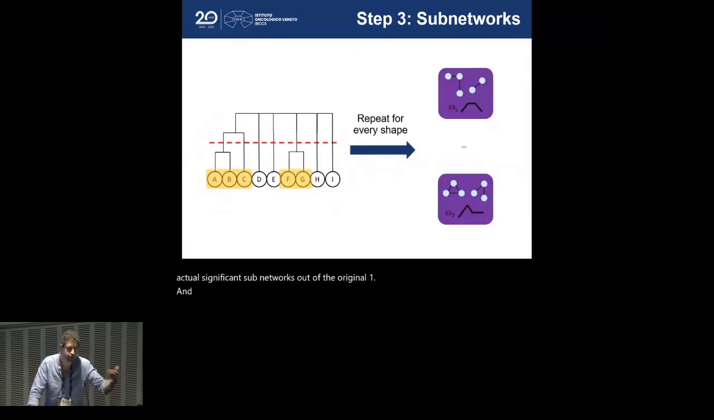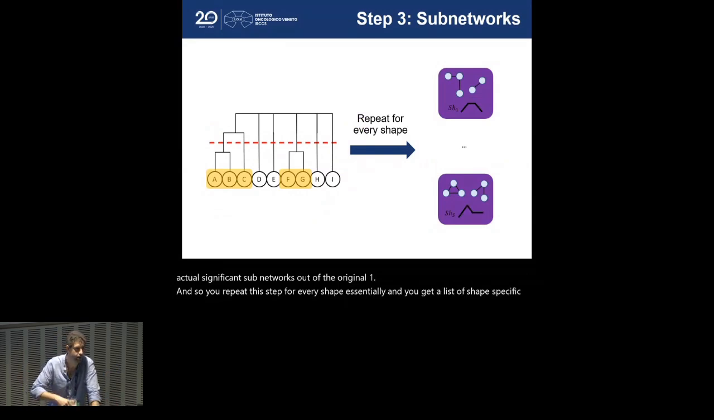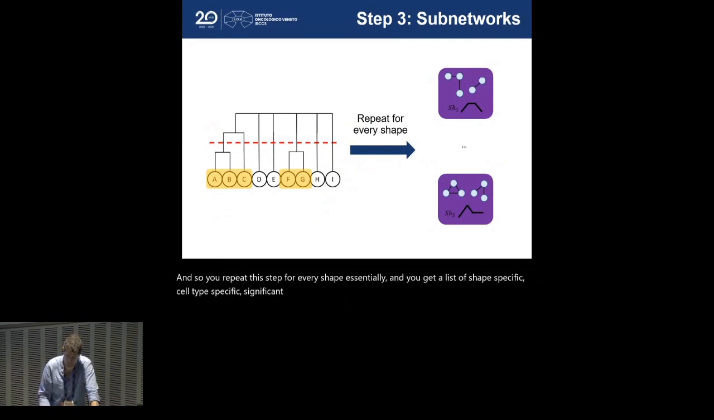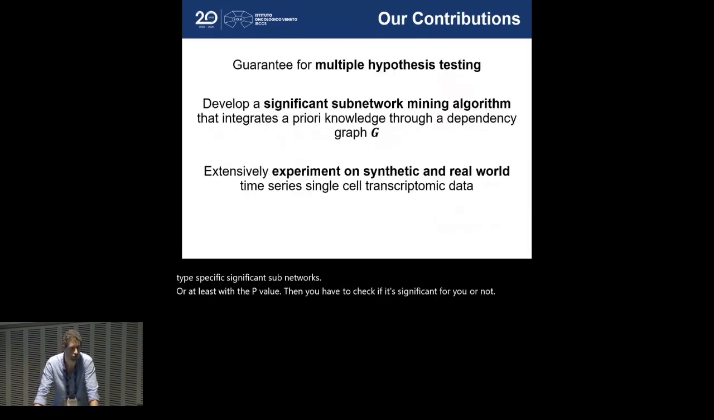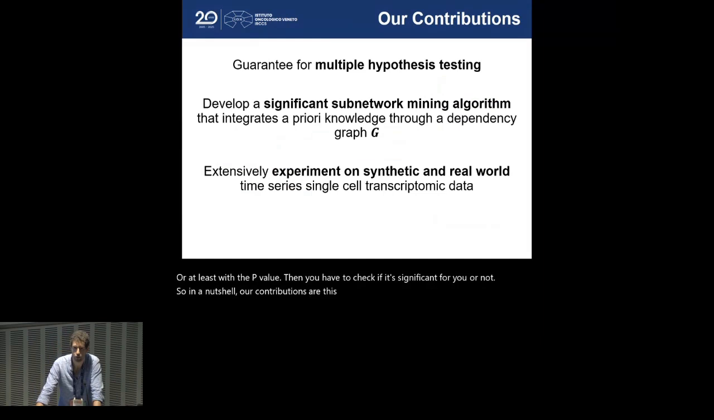And so you repeat this step for every shape, essentially, and you get a list of shape-specific, cell-type-specific significant subnetworks, or at least with a p-value. Then you have to check if it's significant for you or not. So in a nutshell, our contributions are these. We guarantee for multiple hypothesis testing, and then we also demonstrate why it's important. We develop this algorithm that is able to infer these subnetworks. And we extensively, of course, experiment on synthetic and real-world data that we'll see later.